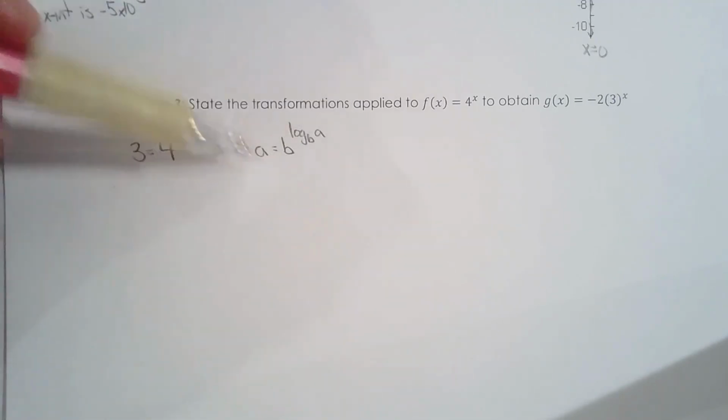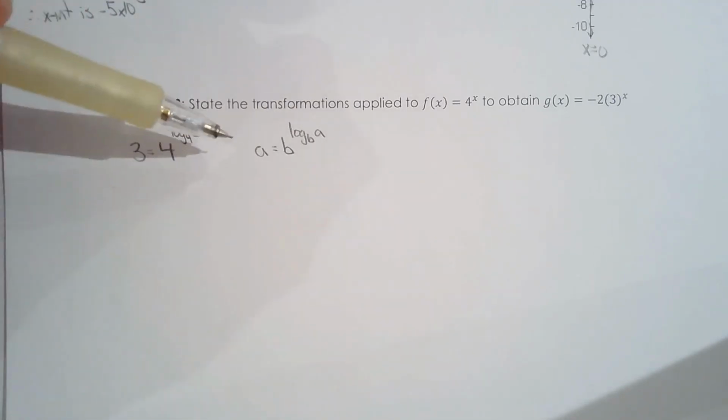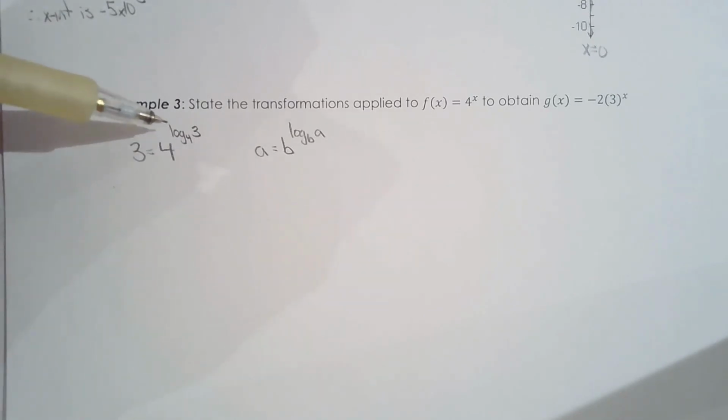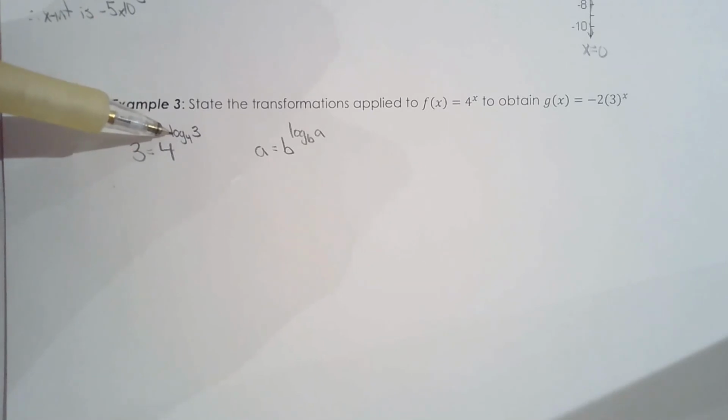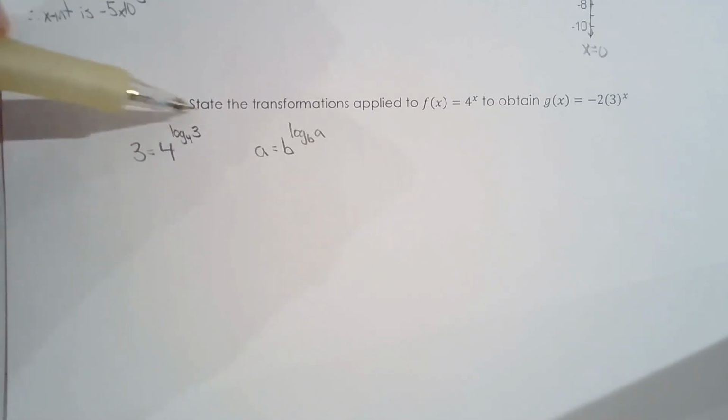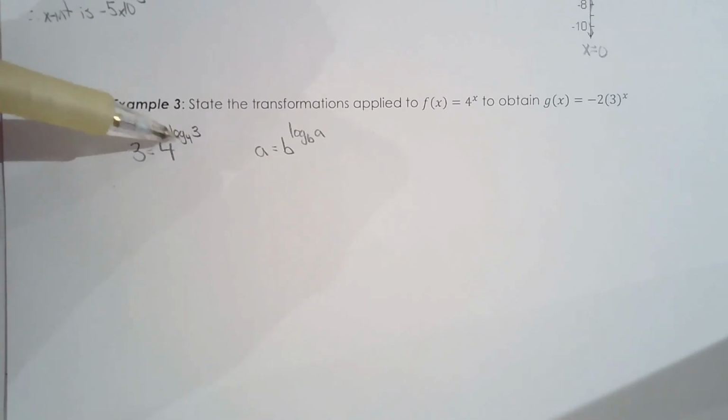Now, if you don't see that relationship, if you find that very hard, then just go back to your understanding of what a logarithm is. So let's play with these numbers. Log base 4 of 3 is saying 4 to the power of some number is equal to 3. That's what this is. Well, I'm taking 4 to the power of that some number now. Of course, it's going to be 3.